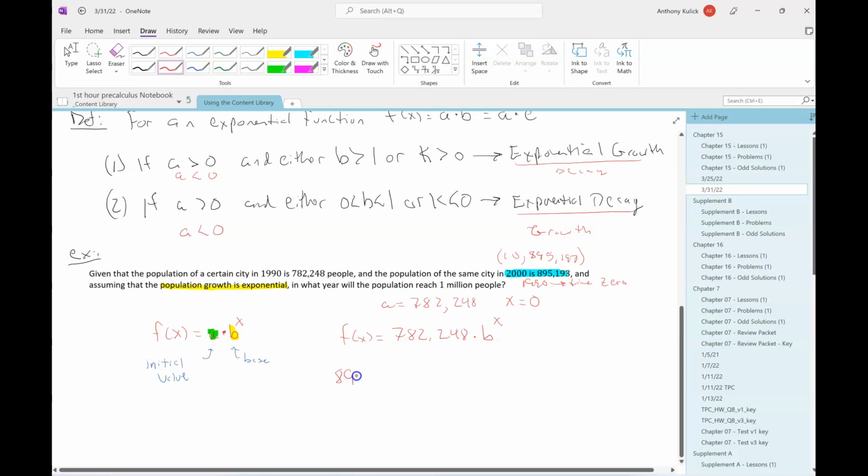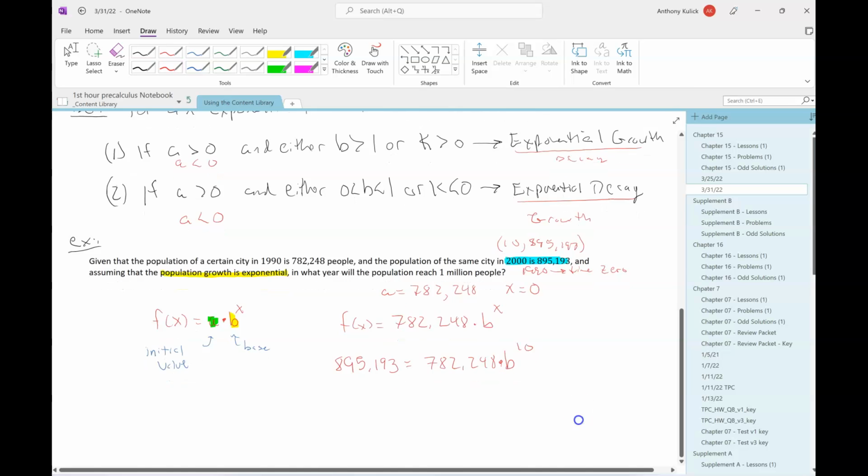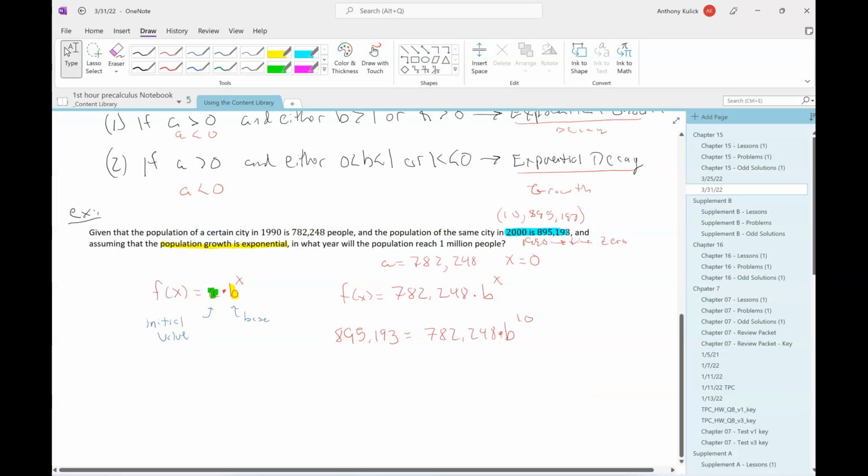So my y coordinate is that new population. My x coordinate is 10. So I just need to then solve for b. Everybody's okay with that? What would the first thing I would need to do here to solve for b?